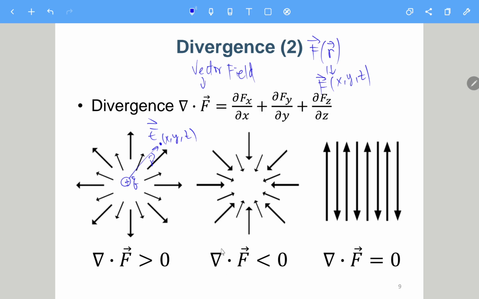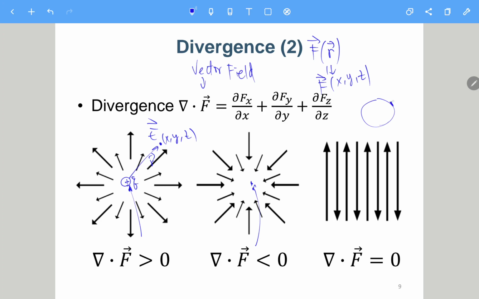If the divergence is negative, then it means that for that point only. For the other points, they are all 0. For this point, you can see that all the vectors are pointing to that point, going into that point. So it takes a negative value, similar to what we have done for the Gauss law.